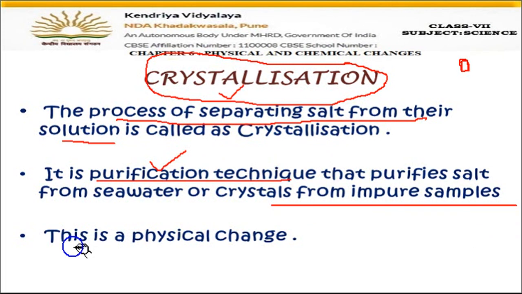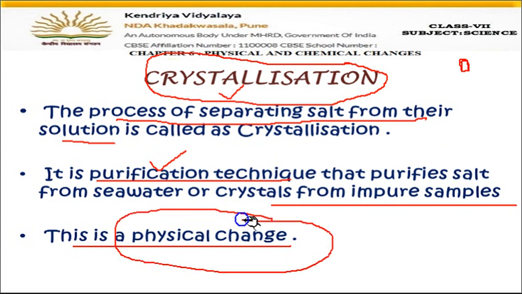Fine. And this is a physical change. What type of change is it? Physical. Because we are just separating salt from the water solution. There is no new substance formed here. So crystallization is a physical change. Remember children, it's a physical change. Now let's see some pictures.